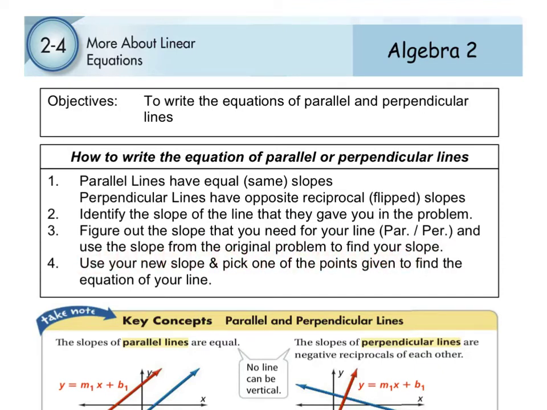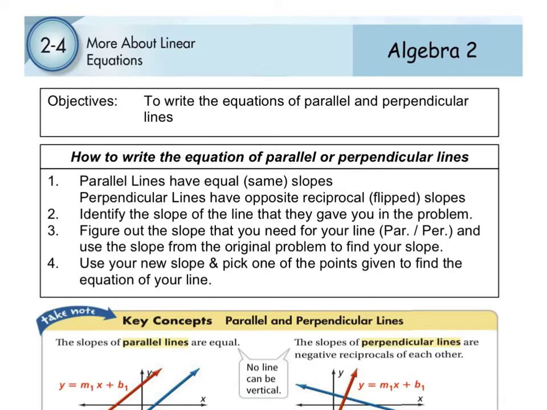So for example, if the slope of the original line was 3 and we want a slope that's parallel to that, our slope is going to be 3 as well. If we wanted to be perpendicular to that slope of 3, then it would be negative 1/3, which would be the opposite reciprocal of it. And we'll get into all that as we look at an example. Finally, you're going to use your slope and pick one of the points given to find the equation of your line, just like what we've done the last couple days in terms of putting it into point-slope form. Probably going to convert it to slope-intercept form and then be able to graph.